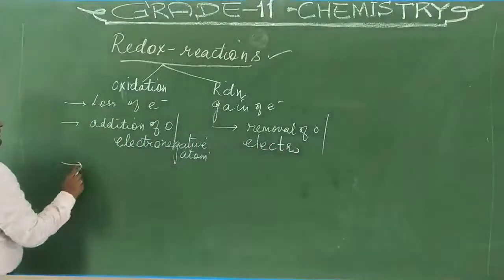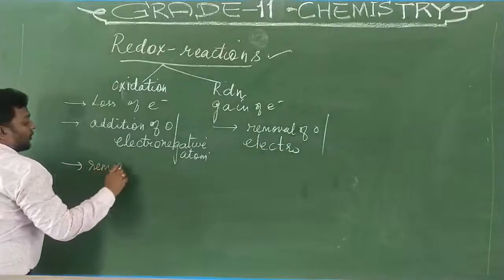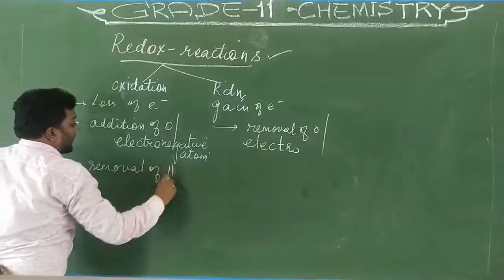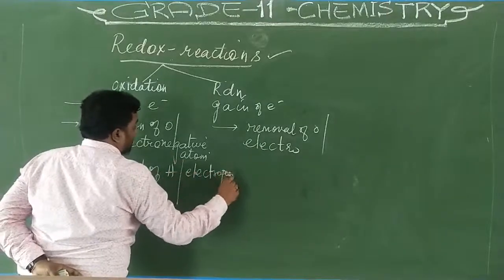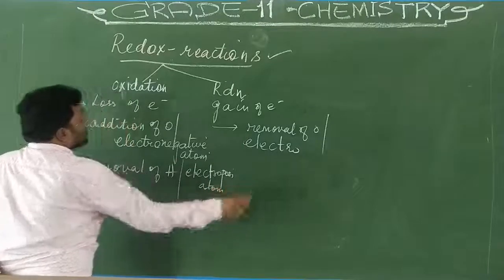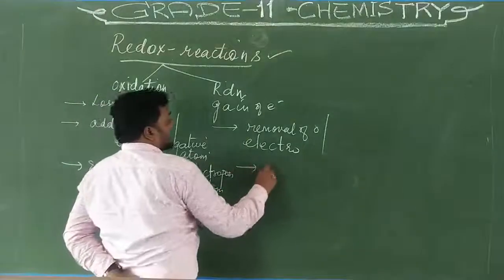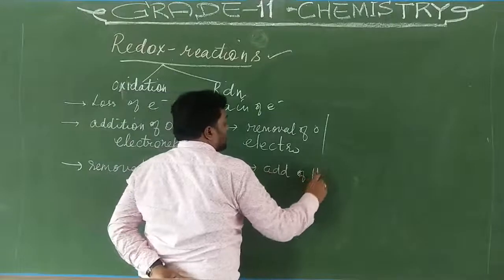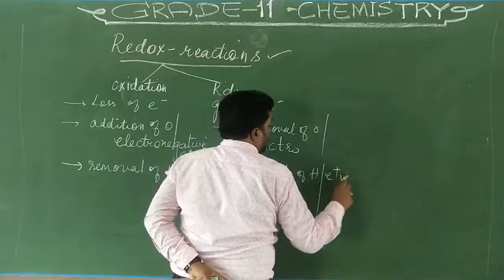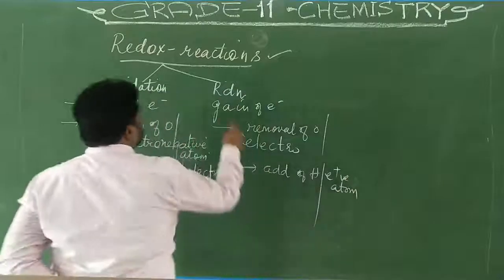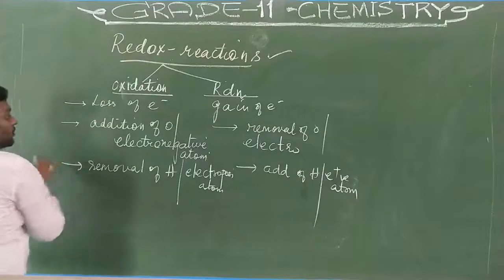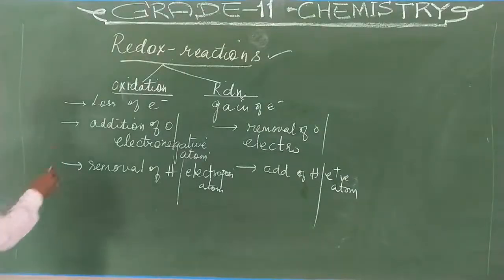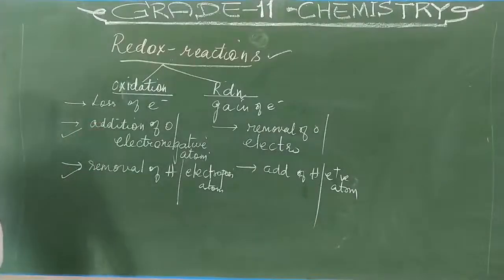Here, oxidation is the removal of hydrogen or the electropositive atom, isn't it? Whereas in case of reduction, we can say it as addition of hydrogen or the electropositive atom. This is for the reduction and this is for oxidation. So in the previous class I have explained to you about the oxidation, addition of oxygen and electronegative atom and removal of hydrogen and electropositive atom, and various examples I have given you.